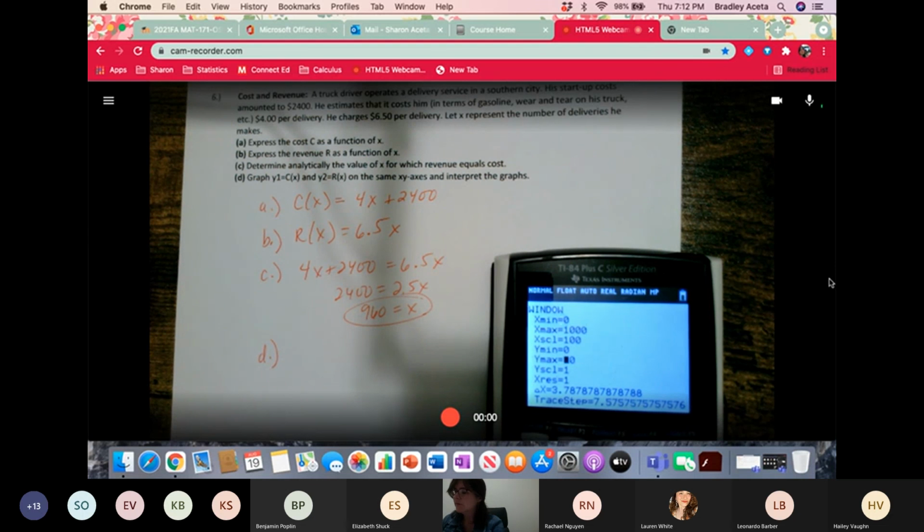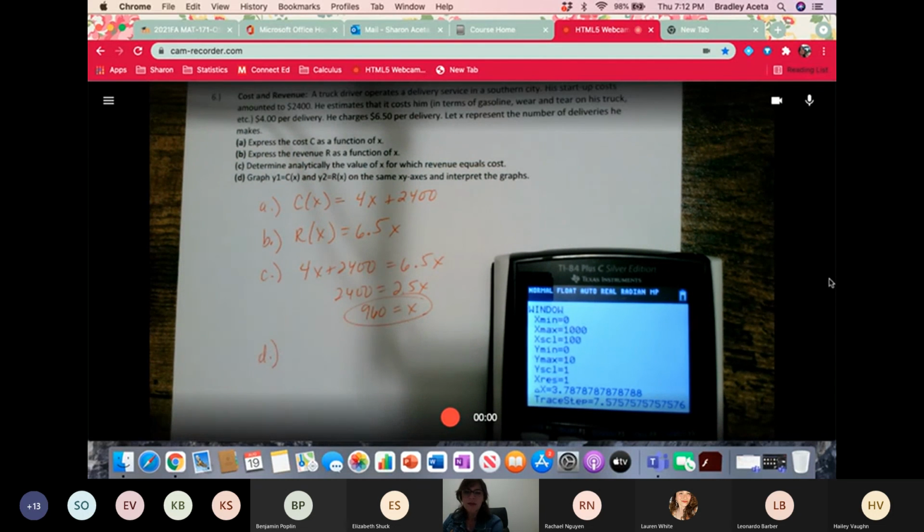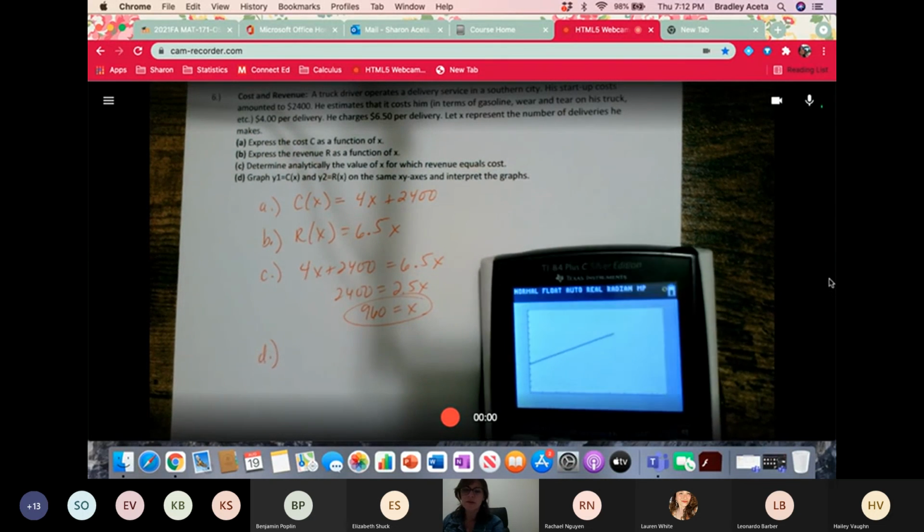So we'll do 0, since we don't have a negative amount of money either. The y cost would be 2,400 here, but you always want to go higher than that. I think I'm going to go up to like 7,000, and a scale of 500. And we'll see if we can see the graphs intersect there.